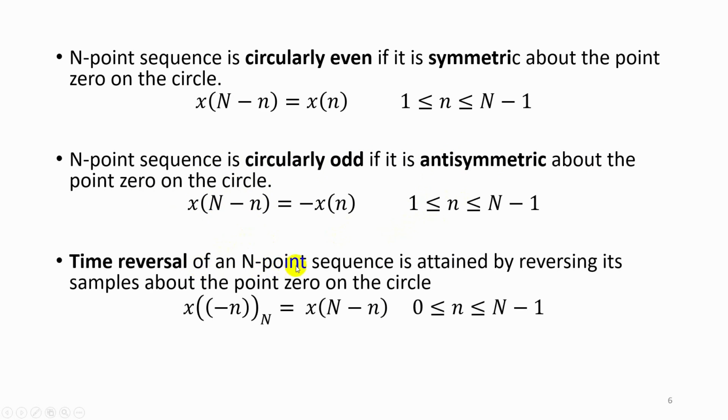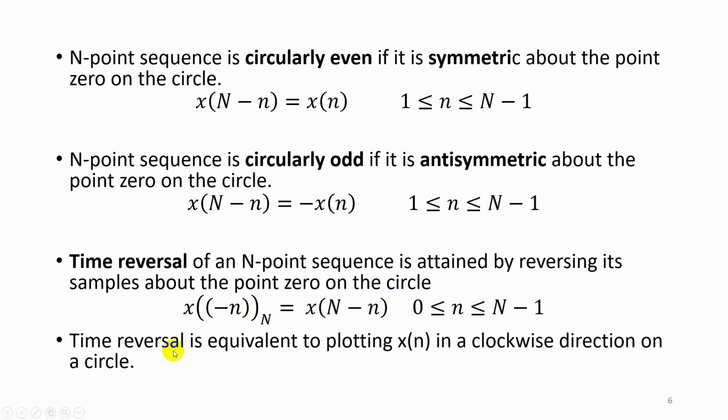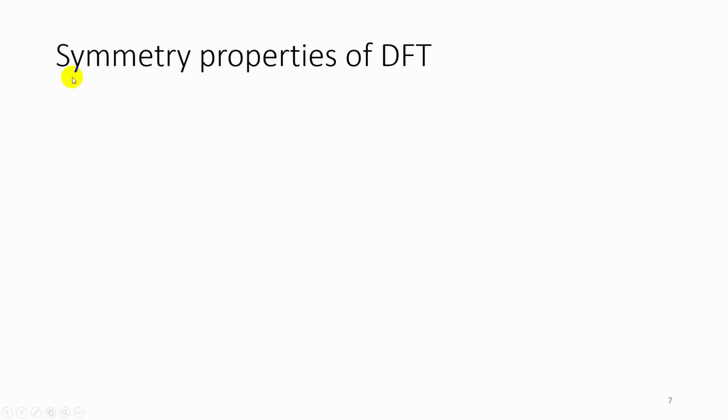Time reversal of an N-point sequence we can obtain by reversing the samples about the point 0 on the circle. That can be given by x of minus n modulo N, which is equal to x of capital N minus n. Time reversal is equivalent to plotting x of n in the clockwise direction on the circle. Till now we have learned about circular symmetries of a sequence. Now we will learn about symmetric properties of the DFT.